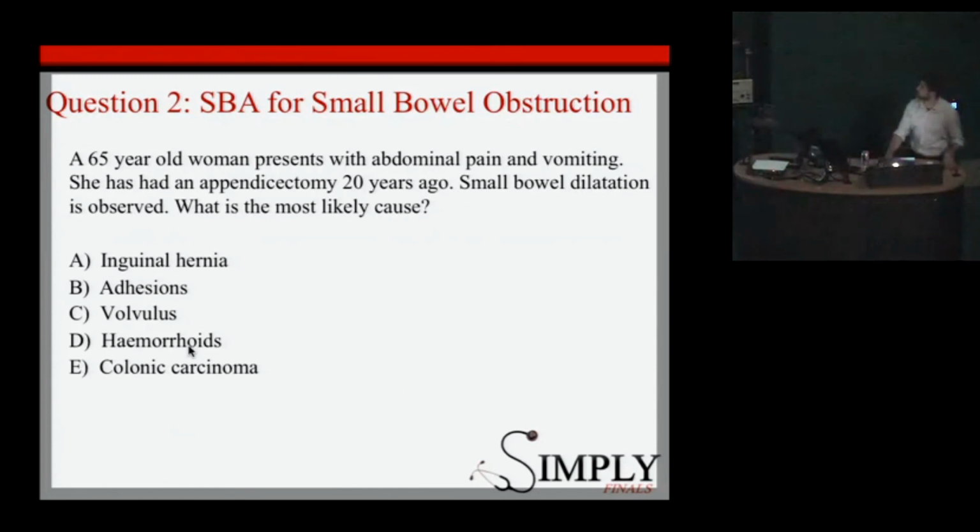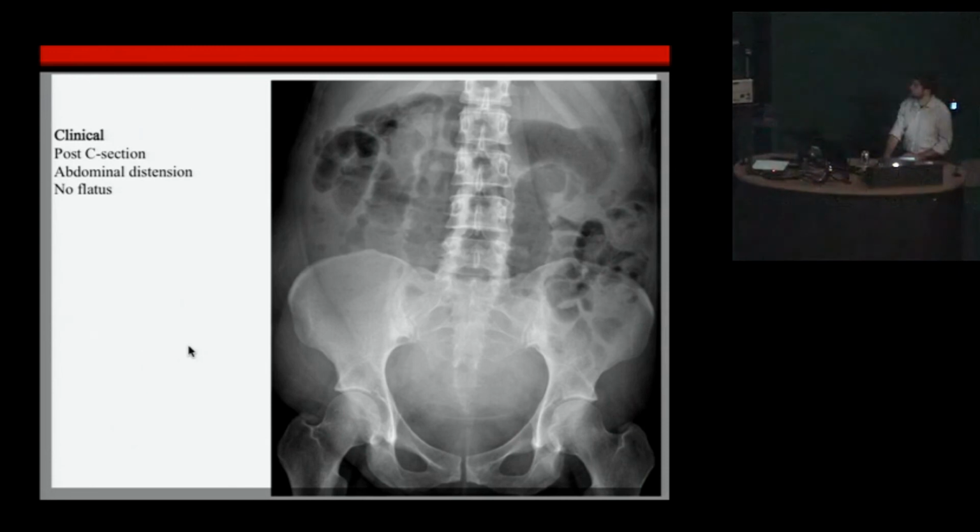So just quickly now, single best answer. Adhesions, good. So main causes are adhesions, malignancy or hernia, but in this case it would be adhesions. So post-op abdo distension, no flatus, what would you be thinking of? Post-op, unless there's been damage to the bowel, it's more likely to be ileus. And on the X-ray, you can see the loops of bowel, but they're not distended. So that's a picture of post-op ileus rather than obstruction.